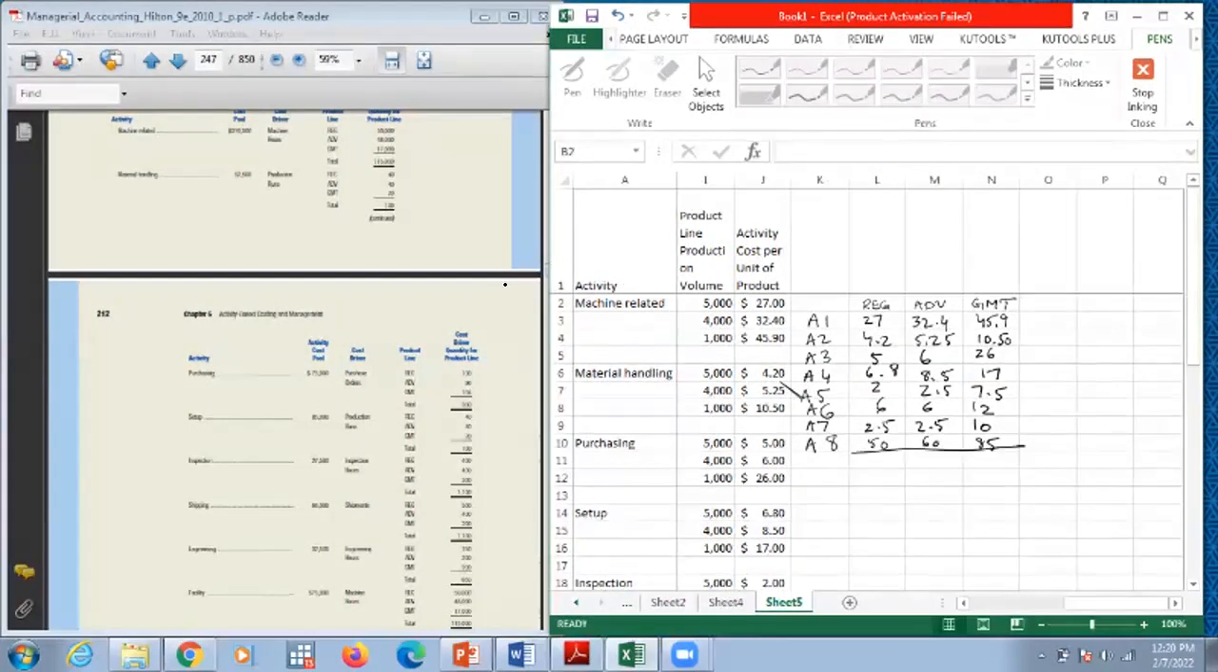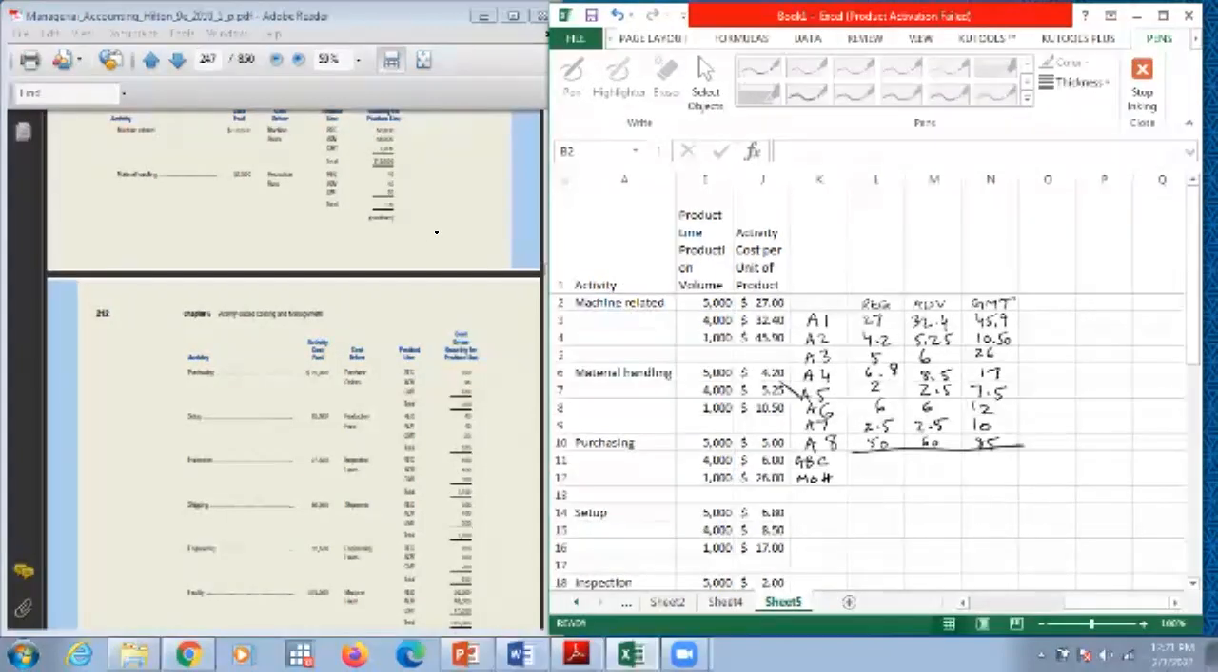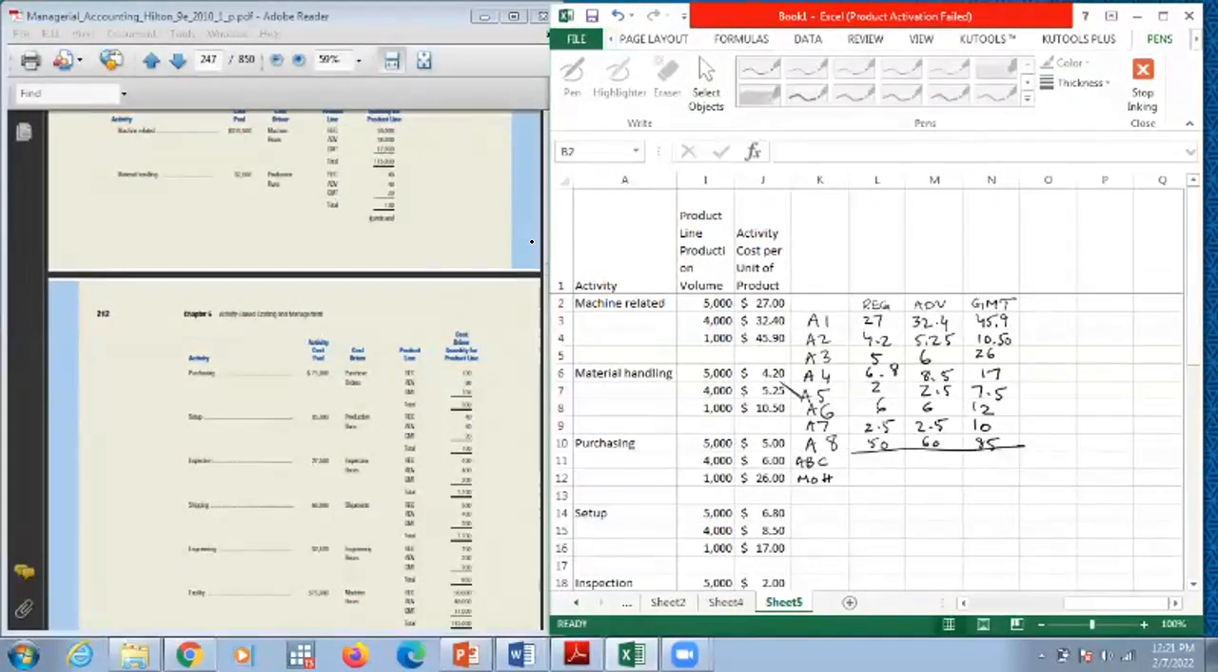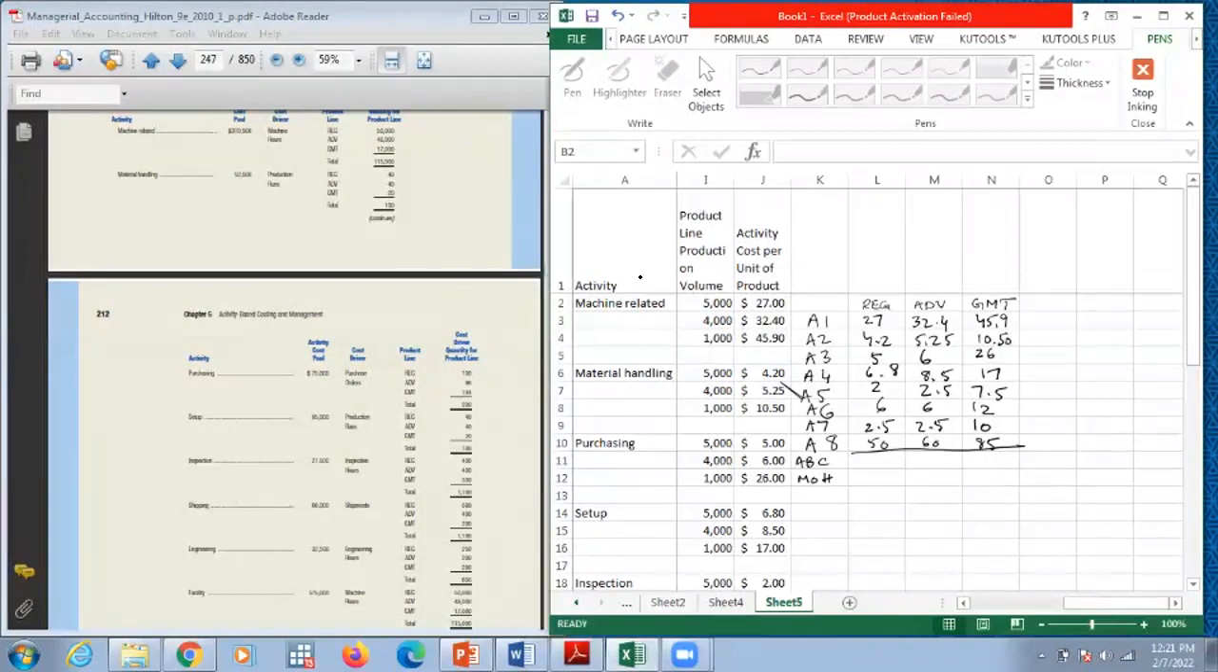And now we're going to take the total of this. Remember that this is your activity-based costing manufacturing overhead. We want to take the total of all of this, and to take the total, we're going to go ahead and type that into our calculator. So our totals will become 27 plus 4.2 plus 5 plus 6.8 plus 2 plus 6 plus 2.5 plus 50, and we get 403.5. I'm so sorry, 103.5. Mistyped that.